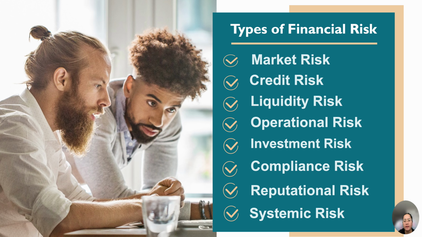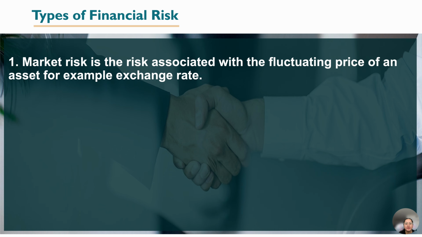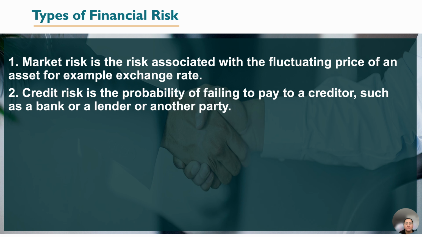Here are 8 common categories of financial risk. 1 is the market risk, credit risk, liquidity risk, operational risk, investment risk, compliance risk, reputational risk, and systemic risk. Market risk is the risk associated with the fluctuating price of an asset. For example, exchange rate. Market risk relates to incurring a loss due to market volatility, increased interest rates, or raw materials costs, and fluctuations in the foreign exchange rates.